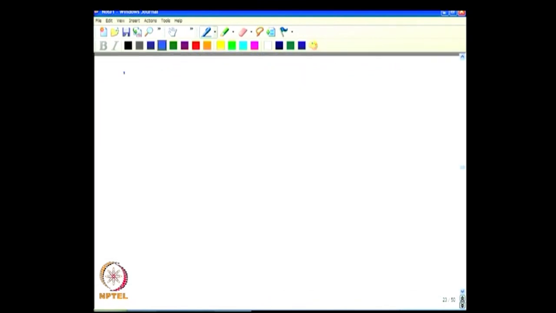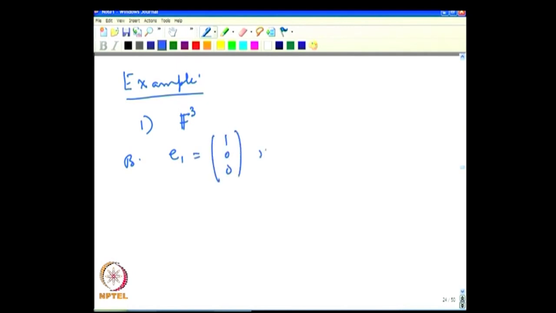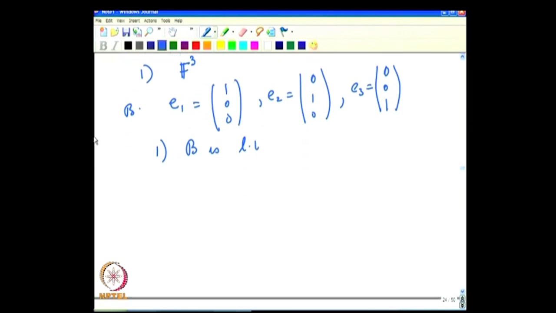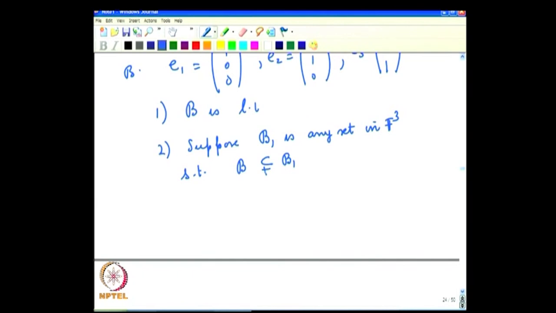Now, let us look at some examples again. Let us look at F3, and we had the basis B: E1 is 1 0 0, E2 is 0 1 0, and E3 is 0 0 1. We have already seen, and it is very easy to see that B is linearly independent. Now, suppose B1 is any set in F3 such that B is contained in B1, but not equal to B1, that is, B is a proper subset of B1.